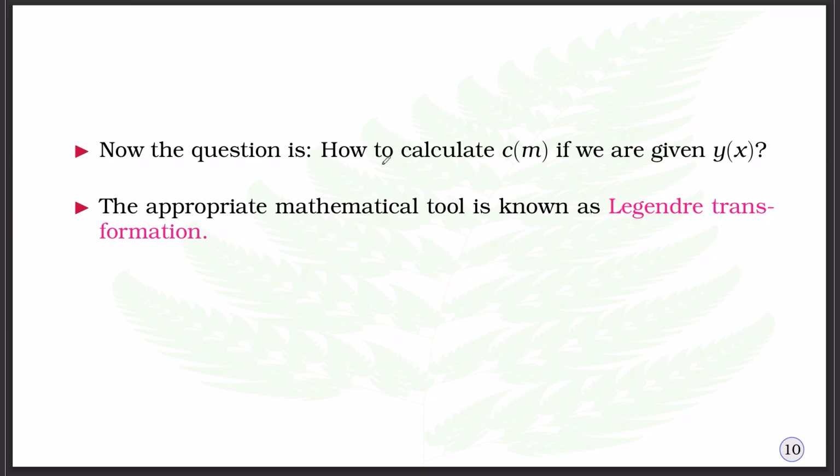Now the question is how to calculate c of m if we are given y of x. If we are given y of x, how to calculate c of m? The appropriate mathematical tool is known as the Legendre transformation.